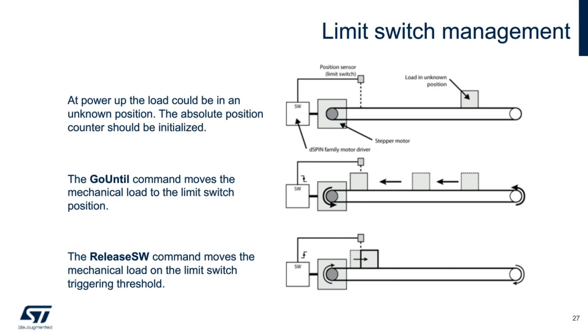The ReleaseSW command moves the mechanical load with the programmed minimum speed until the SW input is forced high. When this event occurs, one of the following actions can be performed. The ABS_POS register is set to zero, meaning home position, and the motor immediately stops. Or the ABS_POS register value is stored in the MARK register and the motor stops immediately, similarly to a hard stop command.